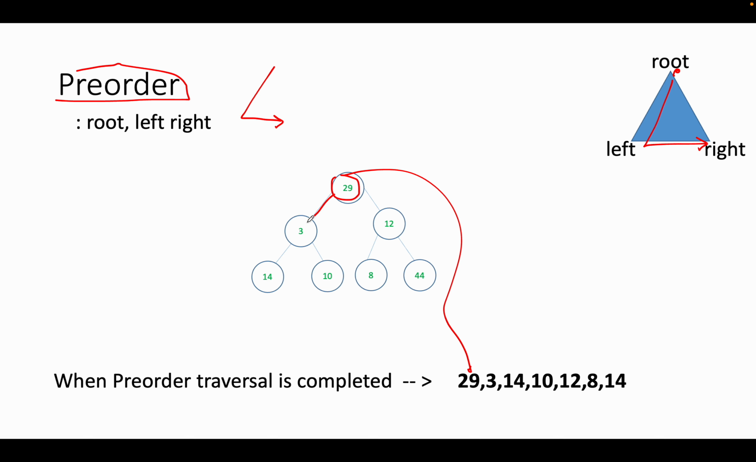And then going to the left and going to the right. So it's going to the left subtree and going to the right subtree. And then again, now we add 3. So this is the root and the left and the right. Okay, so it will be 3, 4, 14, and 10.